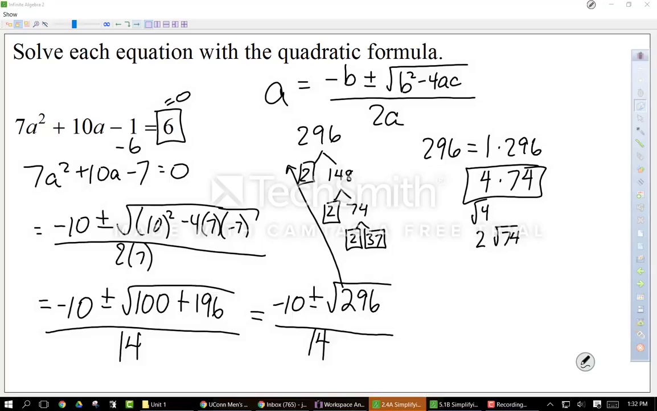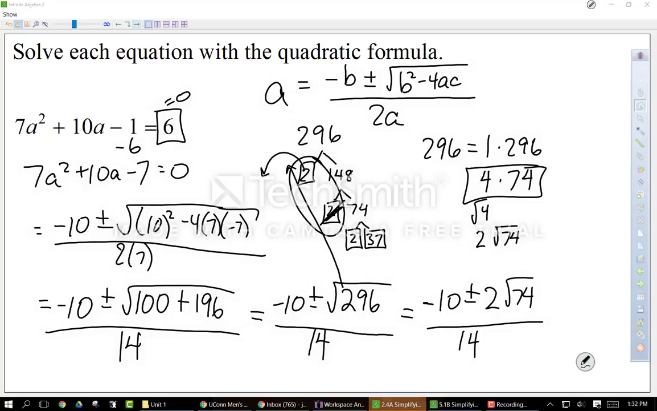Same thing if I use the prime factorization. These are both in pairs. One comes out, the other one gets crossed out. What am I left with? 2 root 74. Negative 10 plus or minus 2 root 74 over 14.